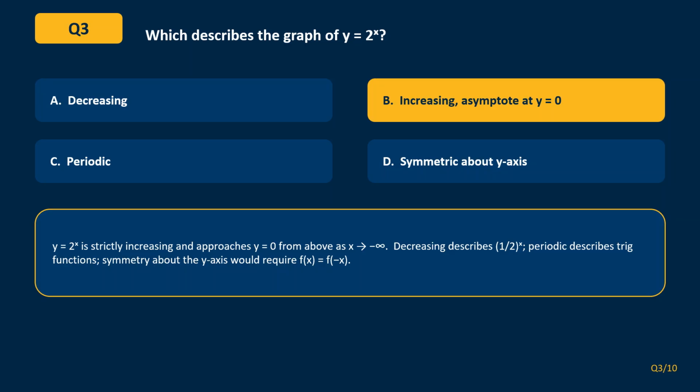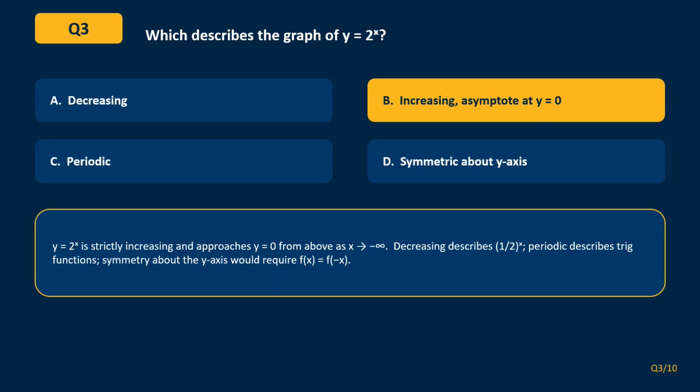Let us examine why the other options are incorrect. Option A describes the decay function 1/2 to the x, not the growth function 2 to the x. Confusing these two is tantamount to confusing a base greater than 1 with a base between 0 and 1. Option C, periodicity, is a characteristic of trigonometric functions such as sine and cosine. Exponential functions are emphatically not periodic.